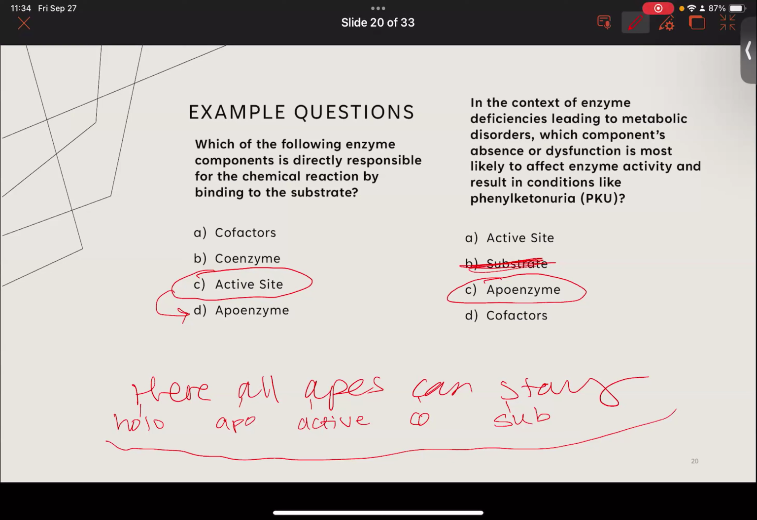Now, if you had issues at the active site, you could also have complete inability to deal with your substrate as well. So both of those could be possible, but if you're talking about the activity of that enzyme, that's going to be the action of the apoenzyme, because the active site is just where you're binding. The action done by the enzyme is going to be done by the apoenzyme portion. It may need a cofactor to accomplish that function. But anyways, let's see what we said here.